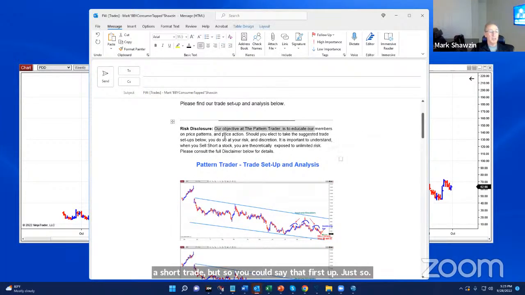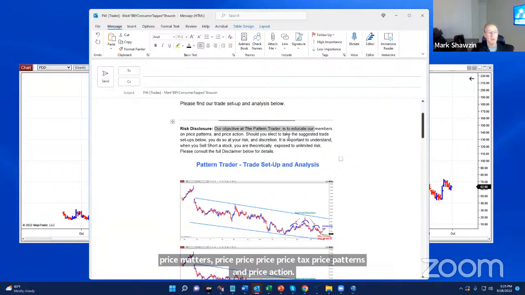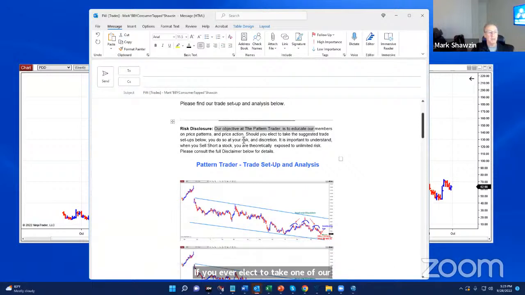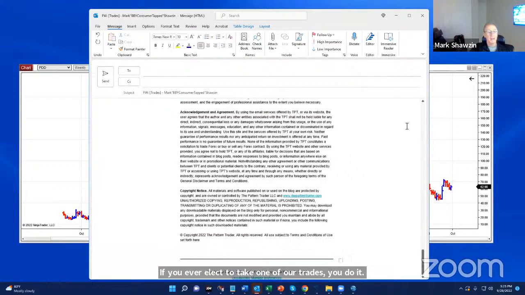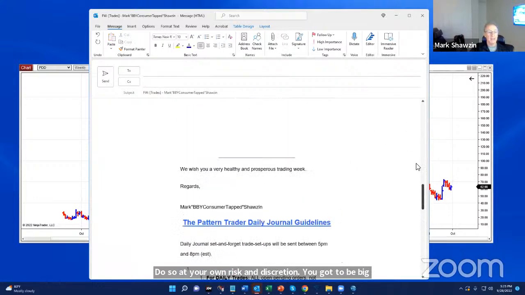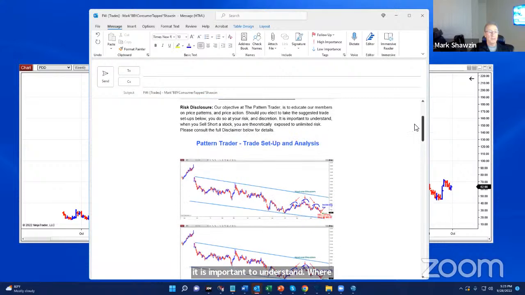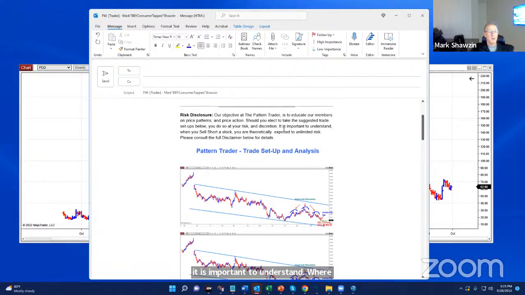educate on price patterns and price action. If you ever elect to take one of our trades, you do so at your own risk and discretion. You've got to be big boys, big girls. It is important to understand when you sell short a stock, you're theoretically exposed to unlimited risk.